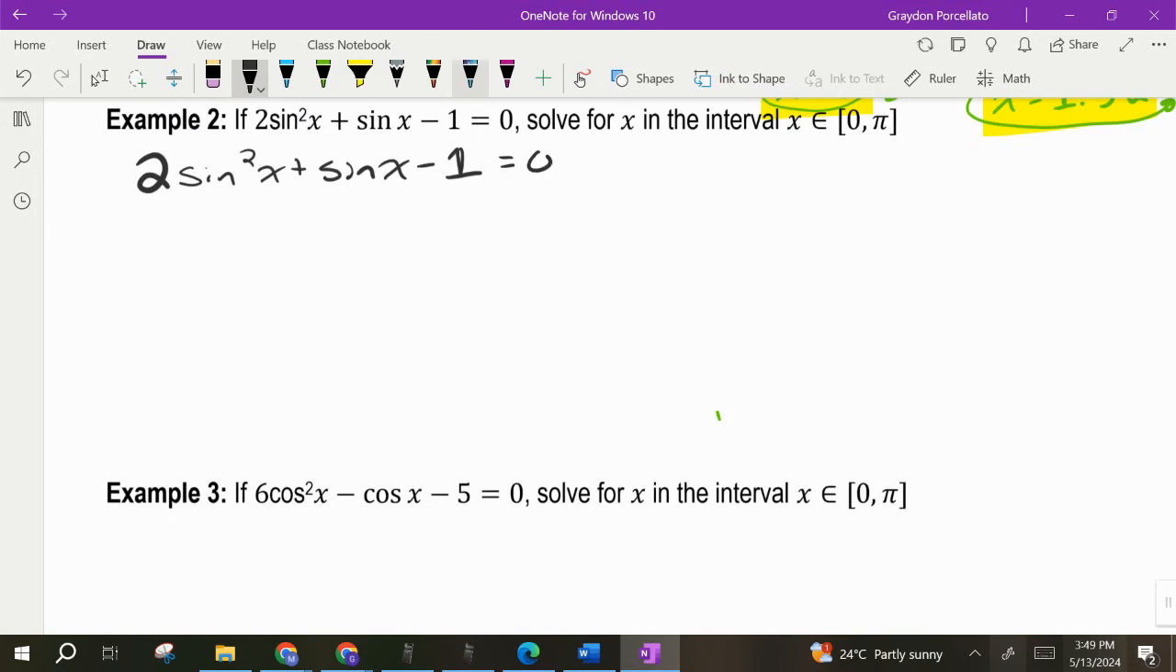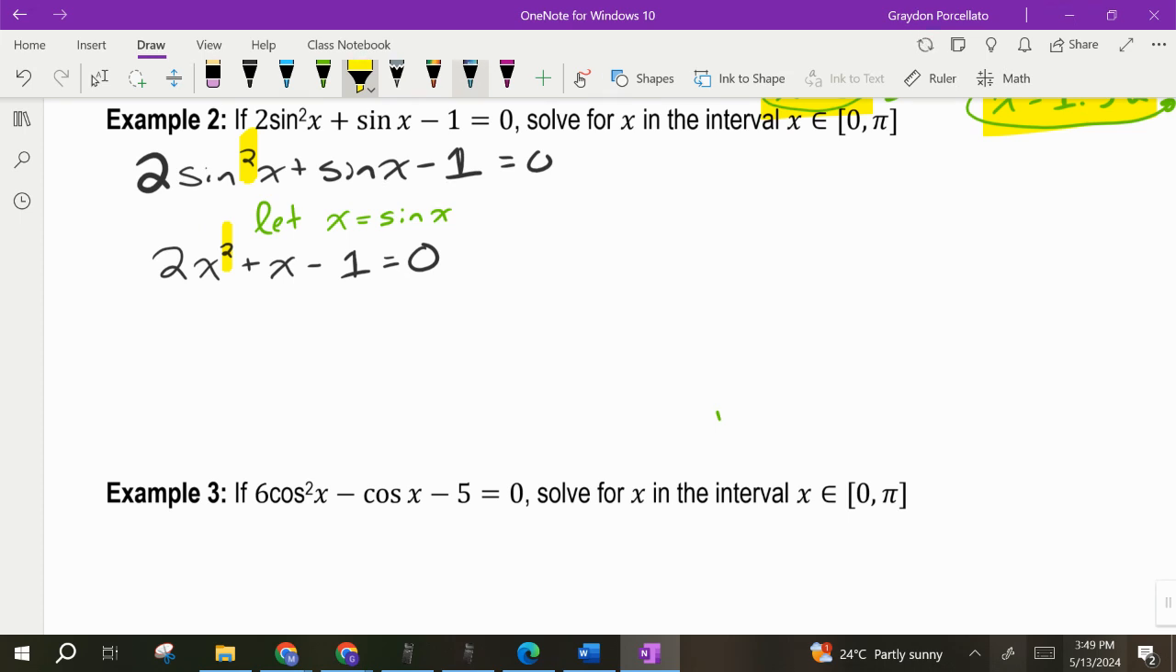So what I'm going to do here is I'm going to say, well, let's let x equal sine x. So I'm going to take out my sine x. I'm going to put in x. So this becomes 2x squared plus x minus 1 equals 0. So just noticing that my square stays there. The second one, plus sine x, is not squared.